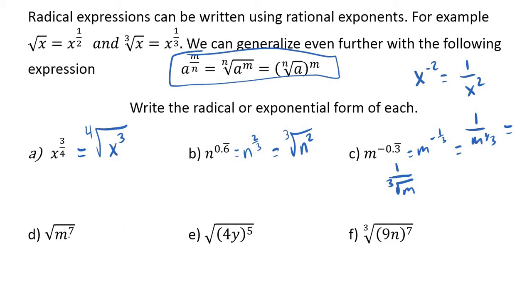How about this one? We're just going the opposite direction now. Notice this is a square root of m to the 7th, so that would be the same as m to the 7/2 power. So the power and the root. How about this one? Very similar. Now I've got two things here. So this would be the same as 4y, I'll put the whole thing in parentheses, to the 5/2 power, and it's a square root. Something like this: we've got 9n to the 7/3 power. Again, power and root. Not too bad.